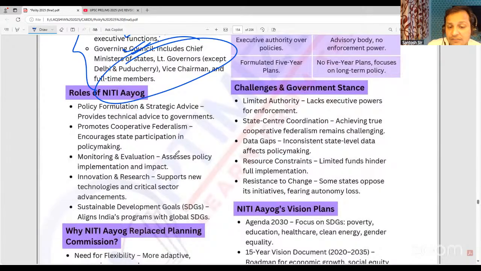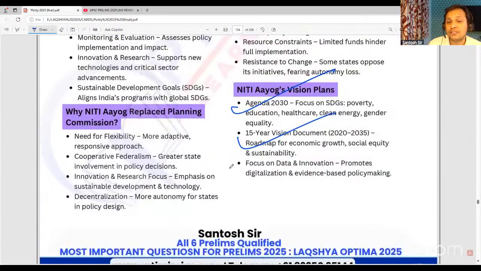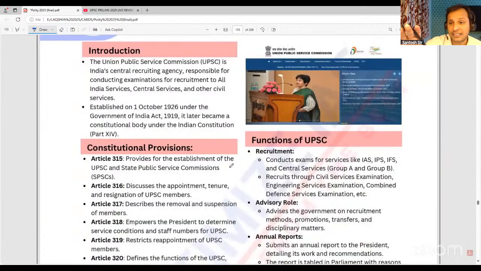The role of NITI Aayog is very, very important. Which are the important documents? Agenda 2030, the 15-year vision document. These are important. Even the schemes of NITI Aayog can be asked. I had already given you this in the scheme class. If you have attended the scheme class, I have already told you NITI Aayog reports, NITI Aayog indices, NITI Aayog schemes. These are very, very important. You can expect a question on NITI Aayog.